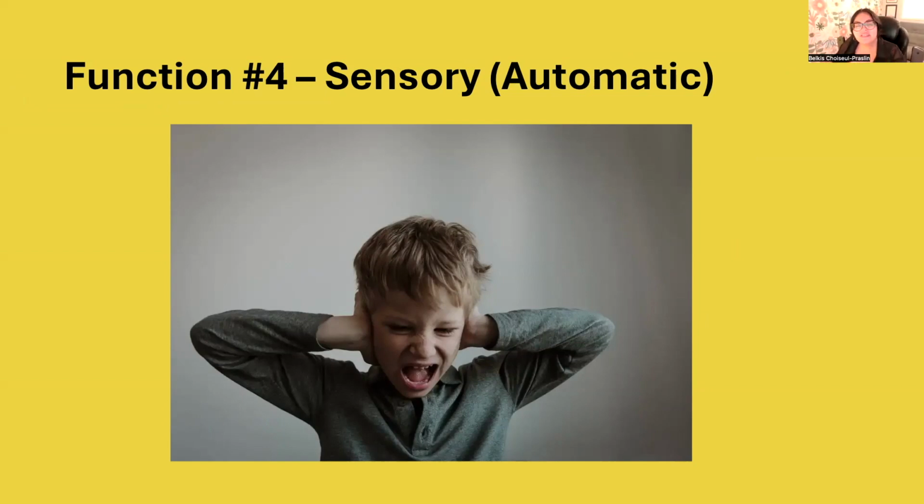Know that you're not doing it for anyone else. These sensory automatic behaviors, we're not doing them for anyone else. We're not trying to get something out of it. You're doing it because for whatever reason, it helps you regulate. Same thing for your students.